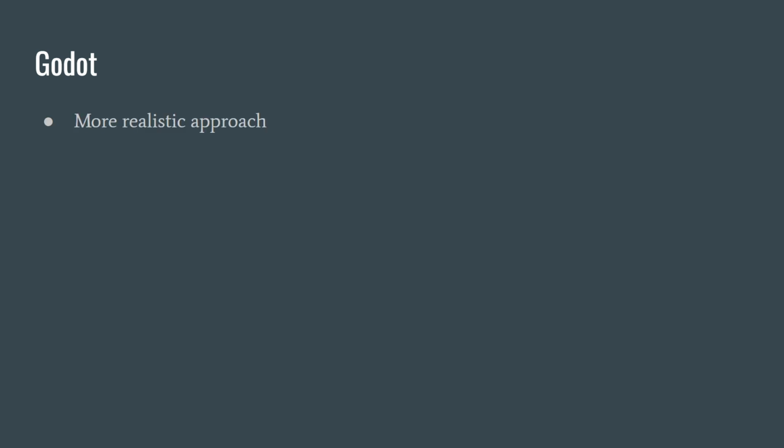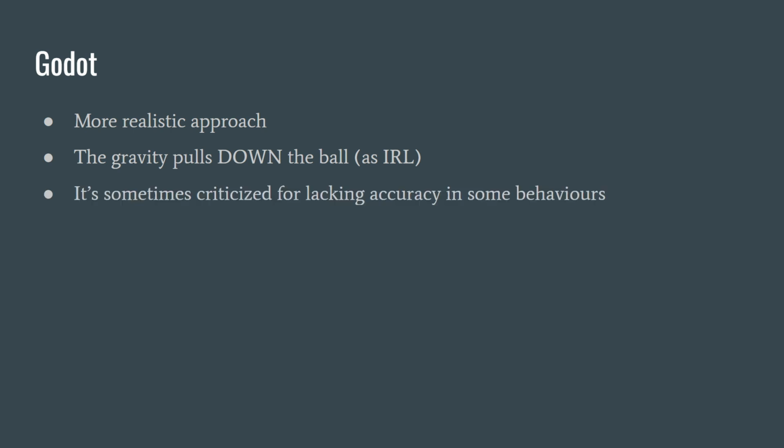So first of all, Godot has a more realistic approach, much closer to real life, as the ball is losing speed, and the gravity pulls down the ball basically as in real life, and the gravity is always making sure that the ball is losing speed. And something for you to know is that Godot is, and has been, and probably for a long time is going to be criticized for lacking accuracy in some behaviors.